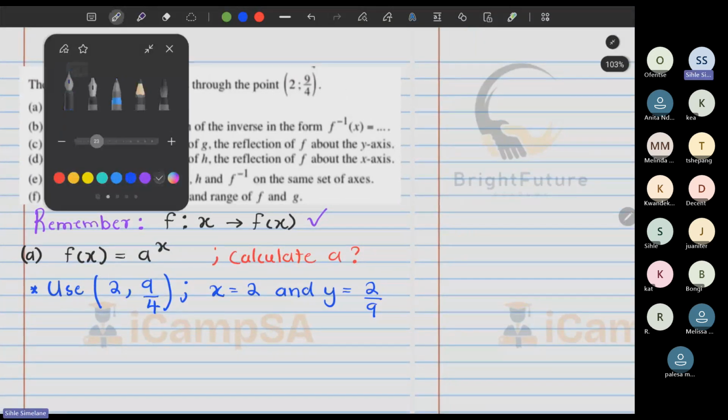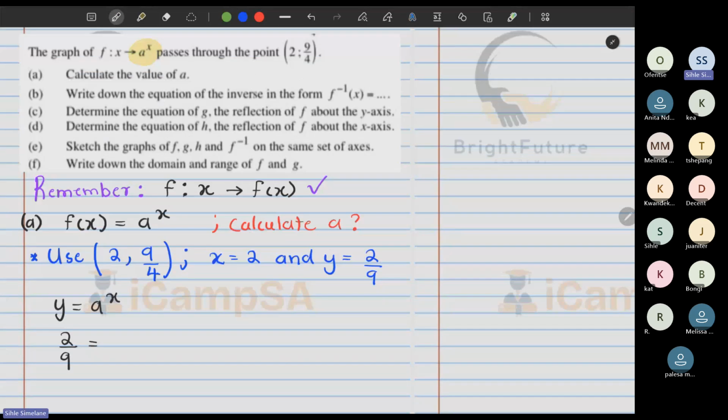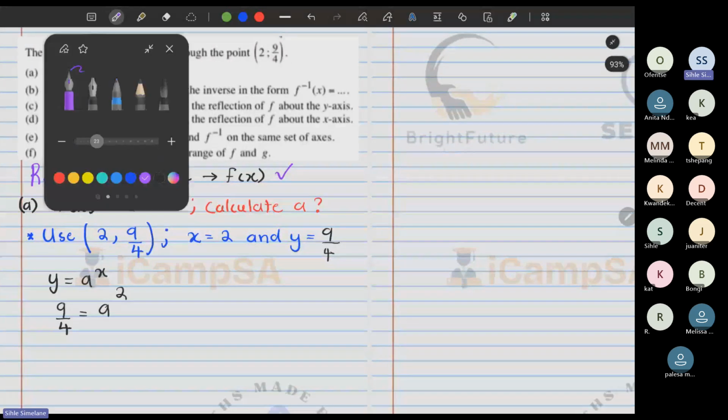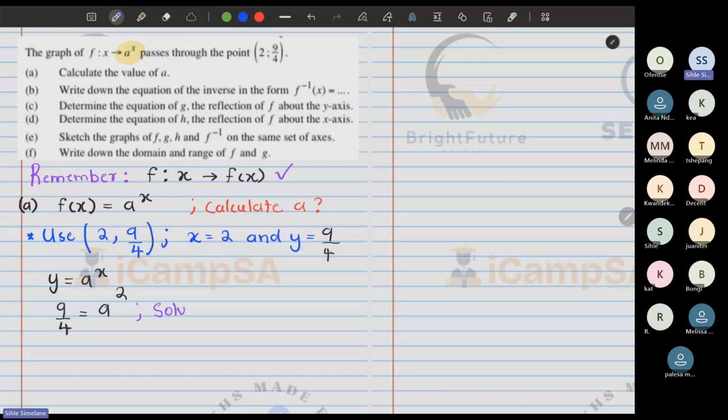So let's go ahead and deal with that, because our problem, we know it is just y equals a to the power of x. That is what they told us up here. So this means that wherever we see y, we can put in 9/4 equals, wherever we see a, we leave it as it is. And then wherever we see x, we can put a 2. Okay. So that is 9 divided by 4, and the y is 9 divided by 4. Okay. And from here, it's very easy, guys. We need to go ahead and solve for a.